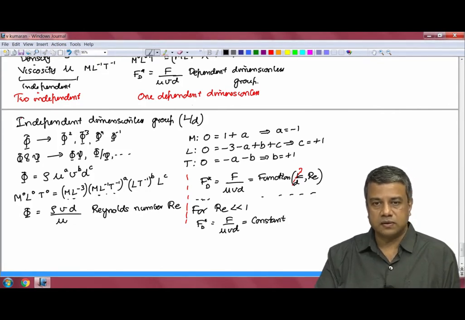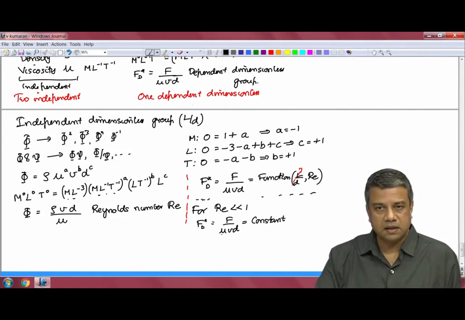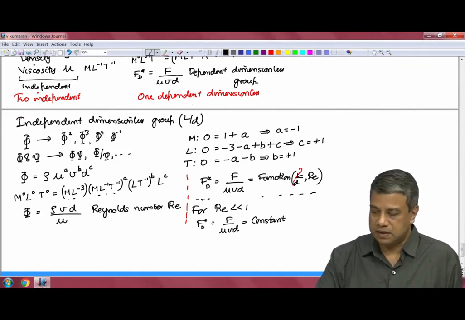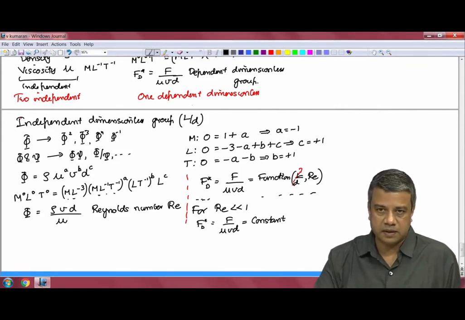So, density is no longer an input to the dimensional analysis, and if density is no longer an input, the only other parameters that are there are the viscosity, velocity and diameter, and this is the only way that the force can depend on the viscosity, the velocity and the diameter.